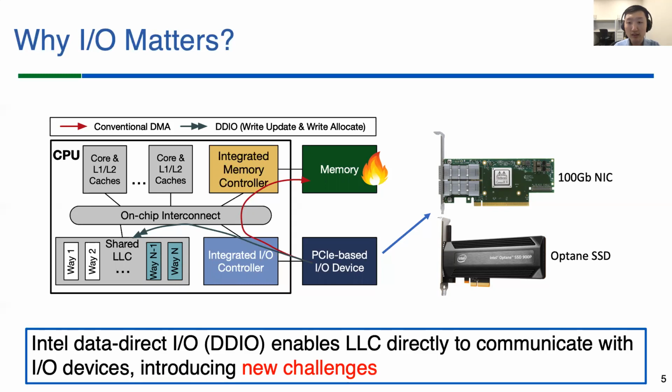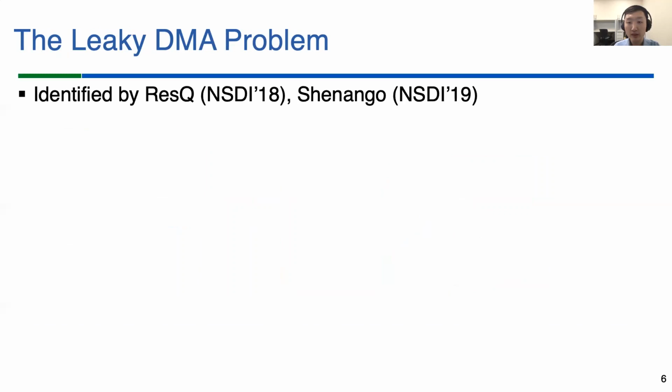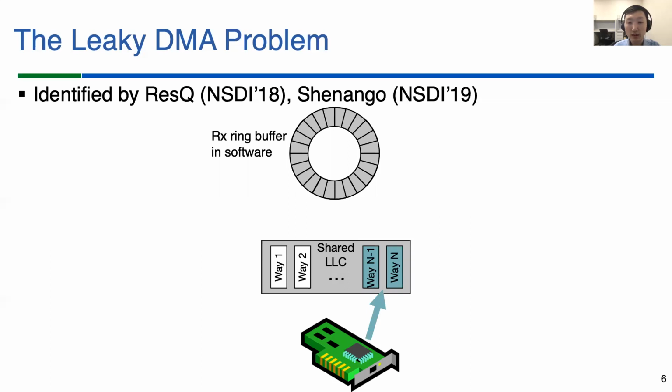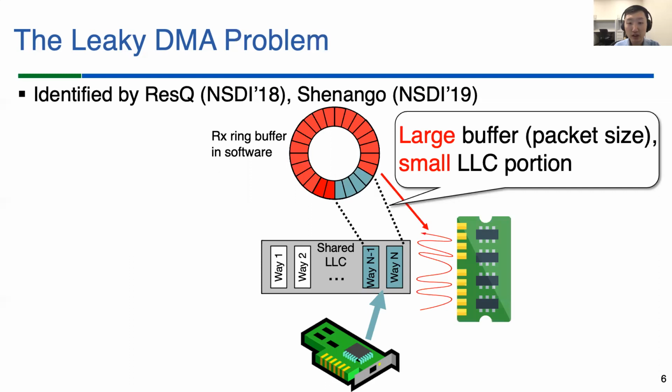This also introduces new challenges for LLC management. Here, we discuss two DDIO related problems. The first is the leaky DMA problem, which has been identified recently by other works. In general, we use in-memory ring buffer as the data structure to let the CPU and high-speed device interact with each other. Also, as I just mentioned, DDIO will write data to part of the LLC. This LLC portion could be small to only accommodate part of the ring buffer, especially when the packet size is large. As a result, if the core cannot process the data in time, the data can be evicted to the main memory by new data, causing unnecessary memory bandwidth waste.